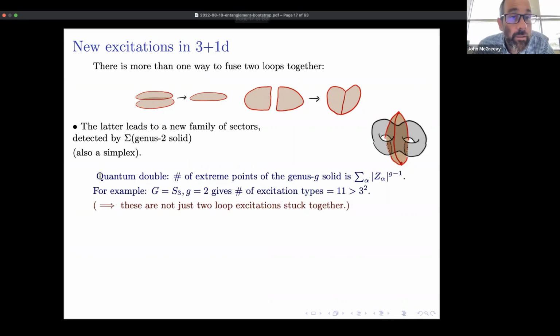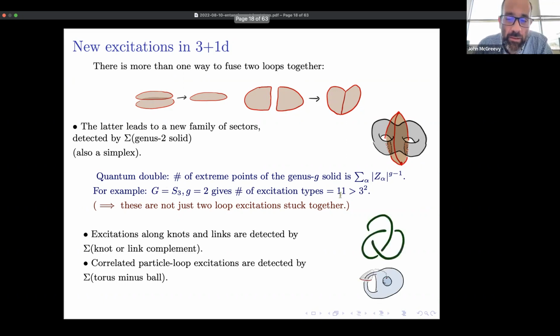For example, by considering the example of the quantum double model, where we can do everything essentially arbitrarily explicitly, we can compute the number of extreme points for the genus G information convex set of the genus G solid in terms of some sum over elements of the centralizer of the element of the group. And for example, just to be definite, take the case where the group is S3, then the genus 2 information convex set gives 11 extreme points, whereas there are only 3 loop types. So putting two loops together gives only 9 possibilities. So there are 2 more things which aren't just obtained by putting 2 loops near each other. And then there are more things.